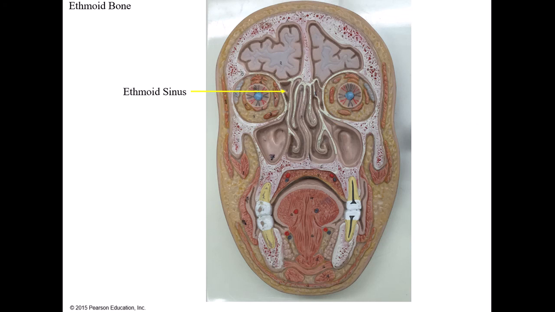The ethmoid bone also has a sinus. This is a model where we cut through the face in a frontal section. So here's actually the nasal septum right here. And here's our nasal concha right here. Here's the one eyeball, here's the other eyeball. So this little hollow area right here, and we catch a little bit of it right in here. These would be the ethmoid sinuses. So the bones that have sinuses are the frontal bone, the sphenoid bone, and then we're seeing it here on the ethmoid bone.